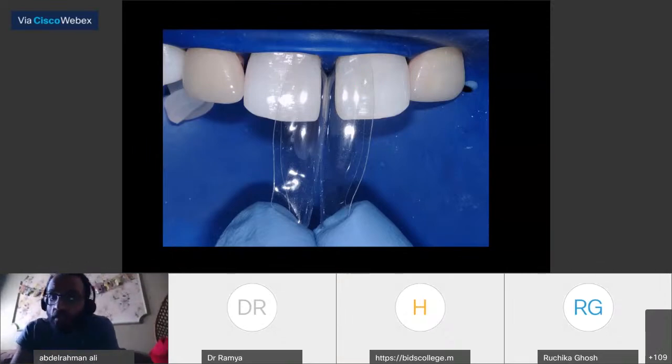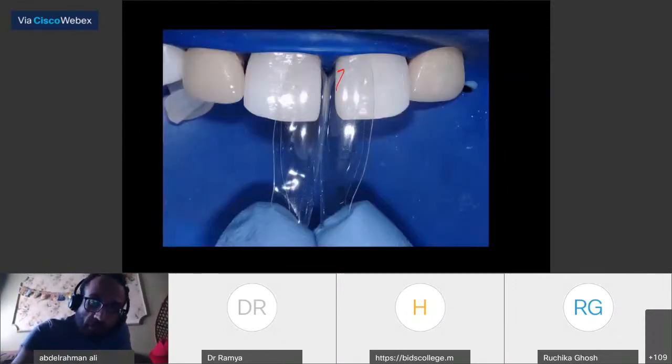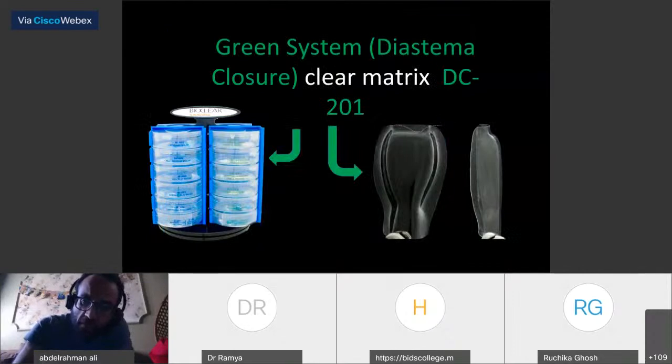You have to adjust the matrices. How? You have to push this matrix apically here. And what is preventing you from pushing the matrices? The cervical part, this part. So you do a V notch in the matrices here, so you can push the matrix apically. It's like doing a deep subgingival finish line so the lab can go for a deeper emergence profile.